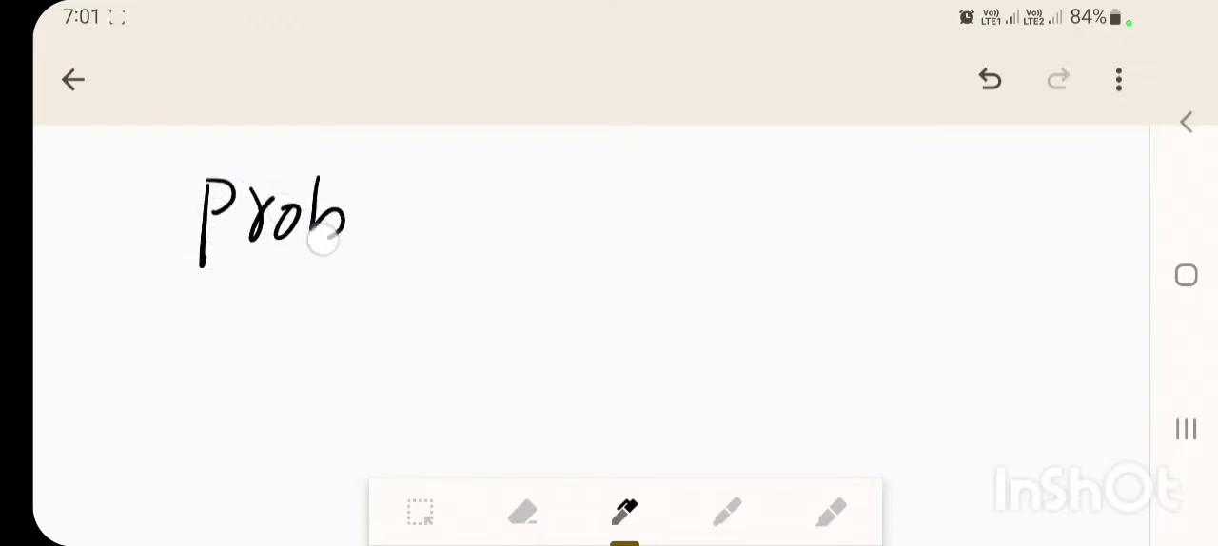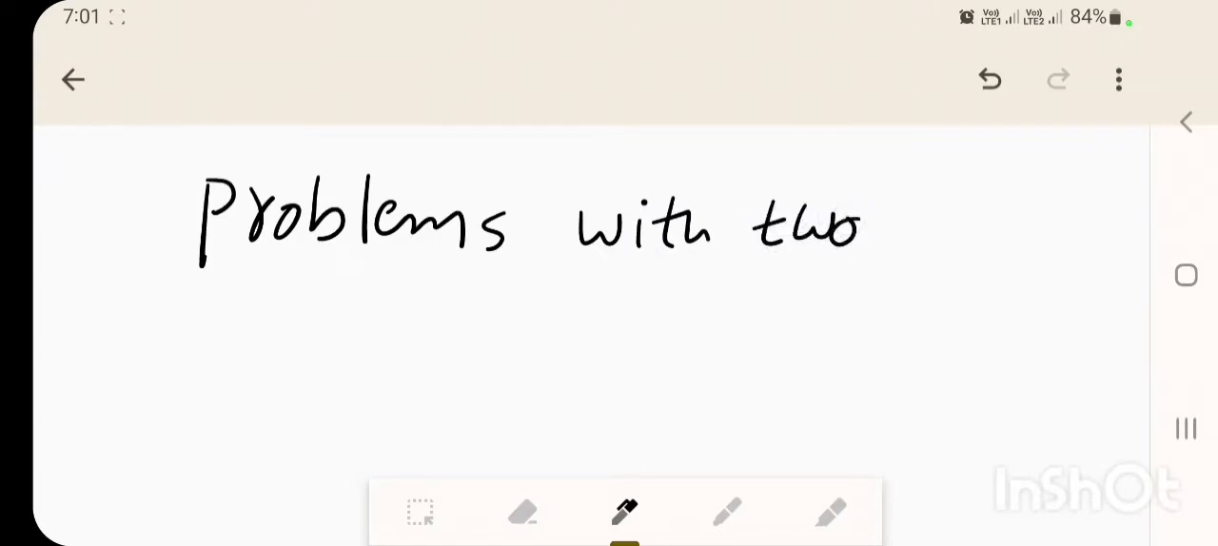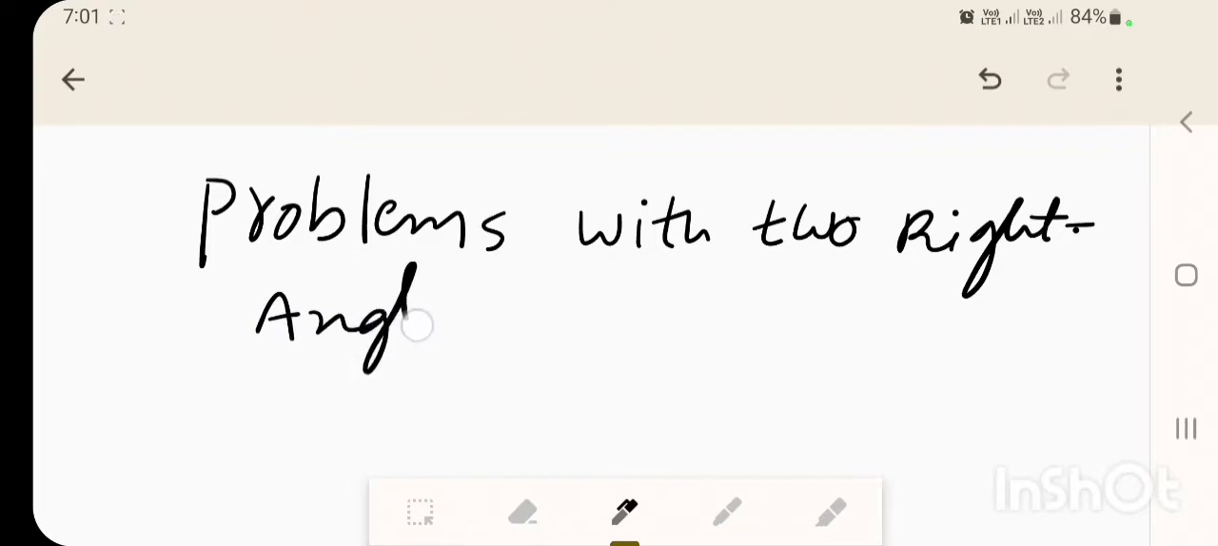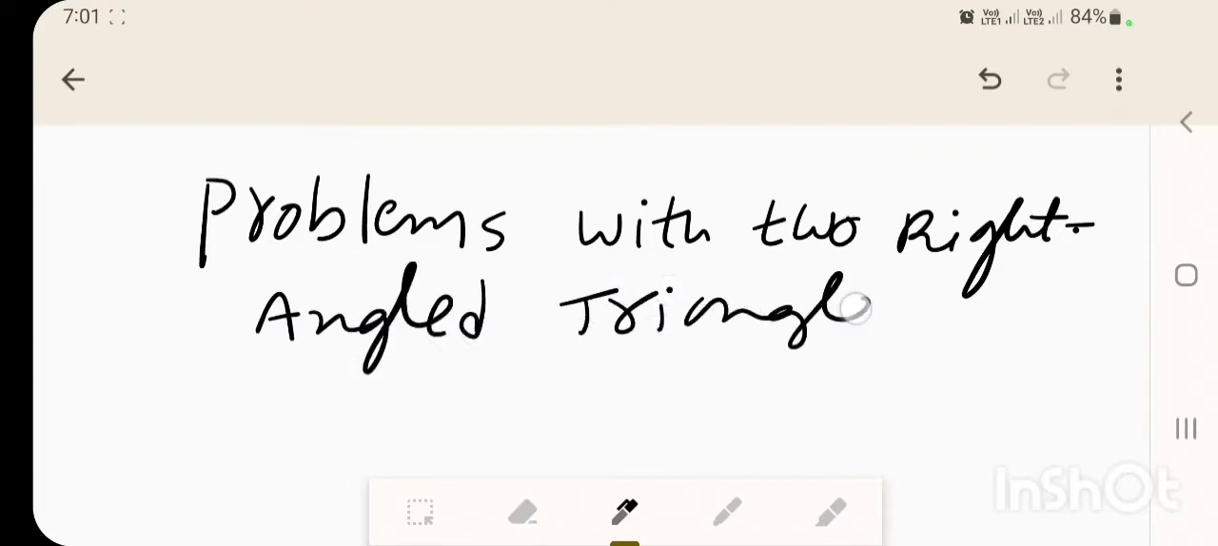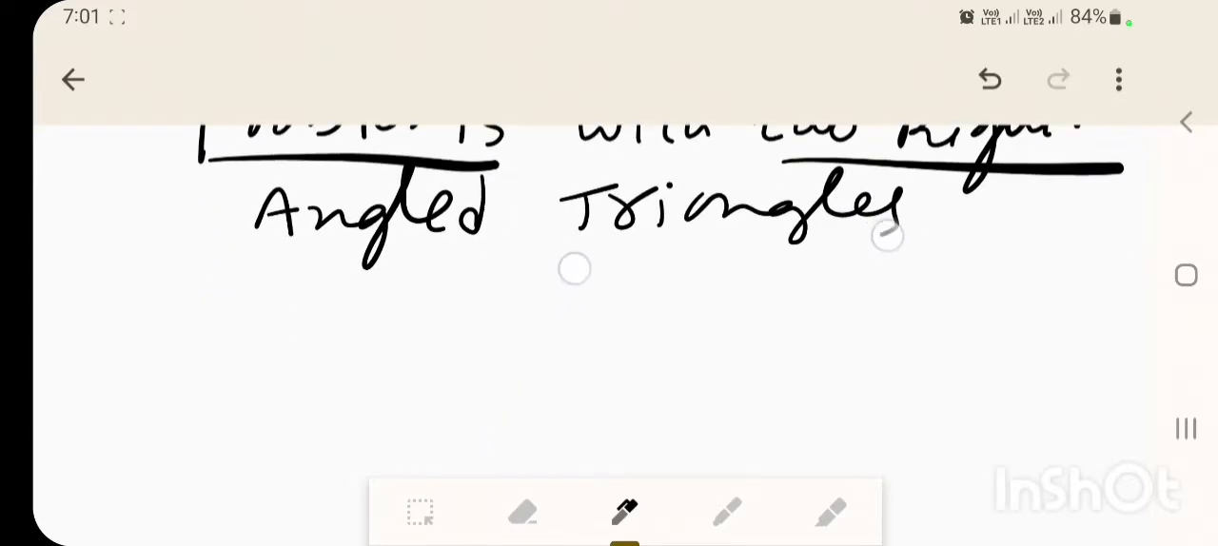Here in these problems you have to observe and understand that two right angle triangles will be there. So, problems with two right angle triangles. You'll see the diagram, then you will understand.